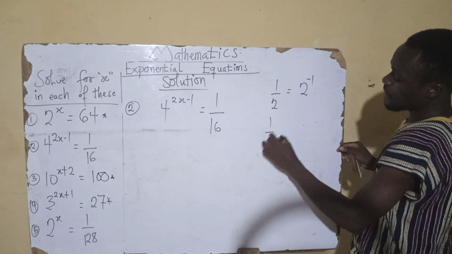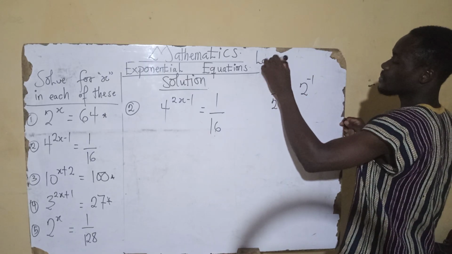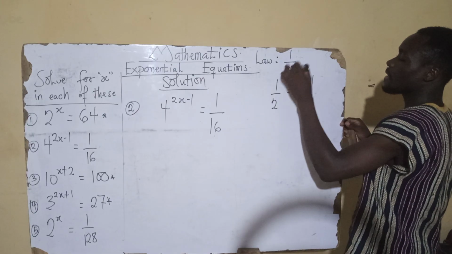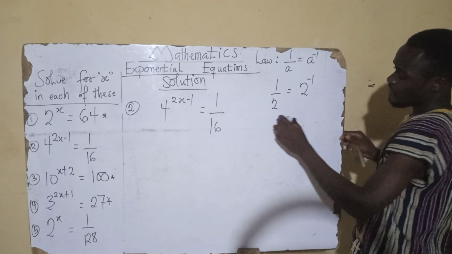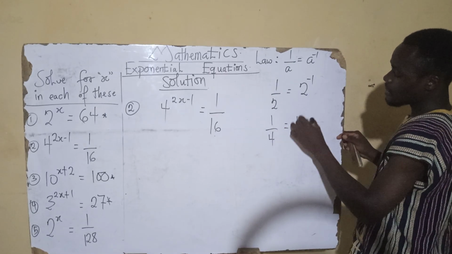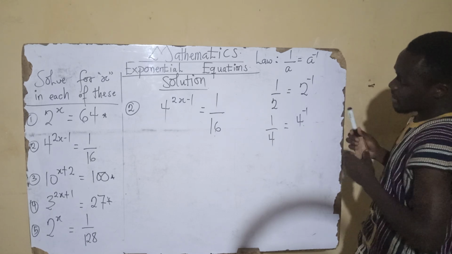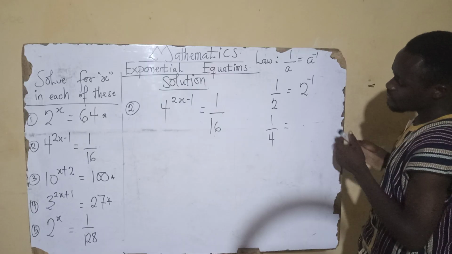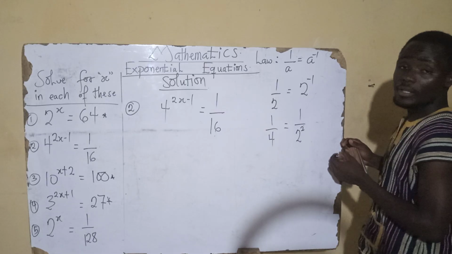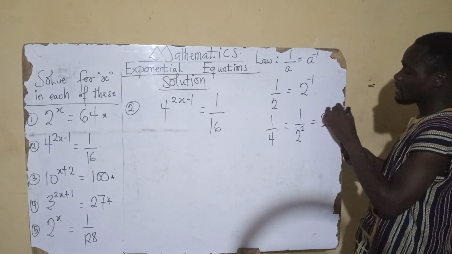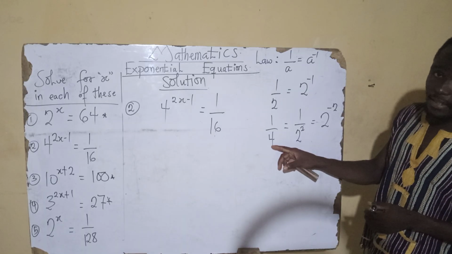So if I have 1 over a, the law states that it is the same as a power negative 1. I believe it is clear. Very good. So if I have 1 over 4, it is the same as 4 power negative what? 1. Are you with me? Or mathematically, I can also say that 1 over 4 can be written as 1 over 2 power 2, which can be expressed as 2 power negative 2. Are you following? Because here, the 2 power 2 became that. Are you getting me? Very good.